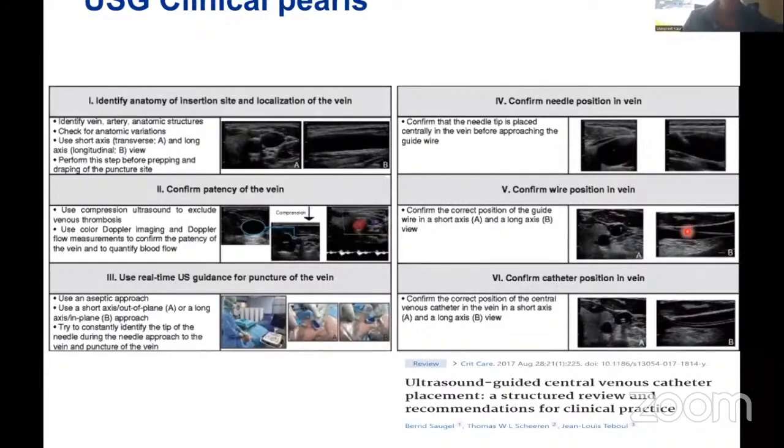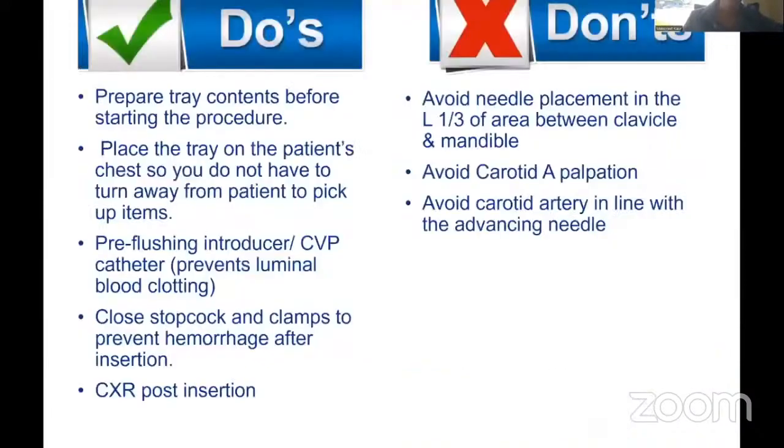Confirm the position of the guide wire once you place it inside, and even confirm the catheter once you place it inside. Always prepare the trays before inserting your CVP. Place the tray on the patient's chest so that you do not have to turn away from the patient to pick it up. Pre-flush your equipment. Close all your stopcocks and always get a chest x-ray.